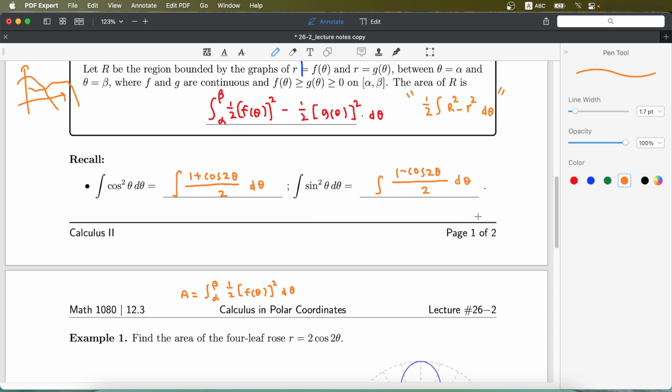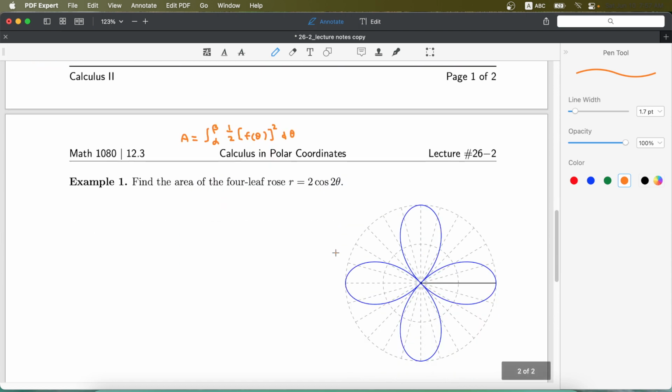Okay, so let's go back to example 1. We want to find the area of the four-leaf rose. Okay, so of course we will set up my integral in this form. So 1/2 times r, which is 2 cosine 2 theta, squared d theta.